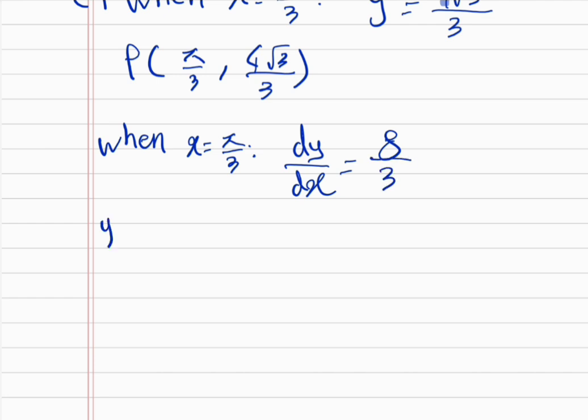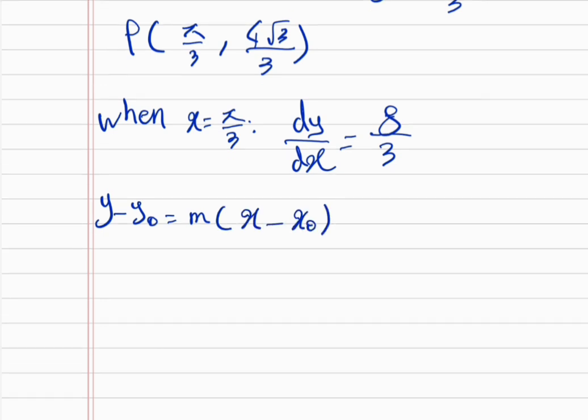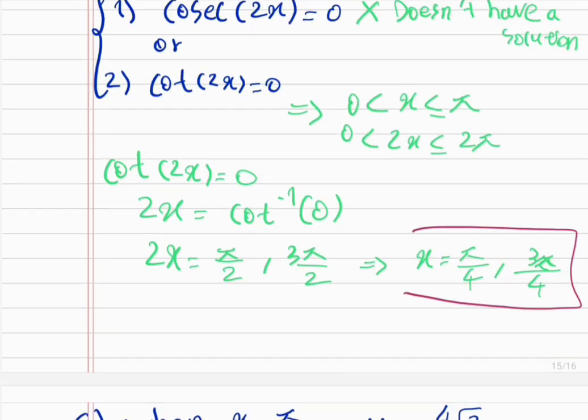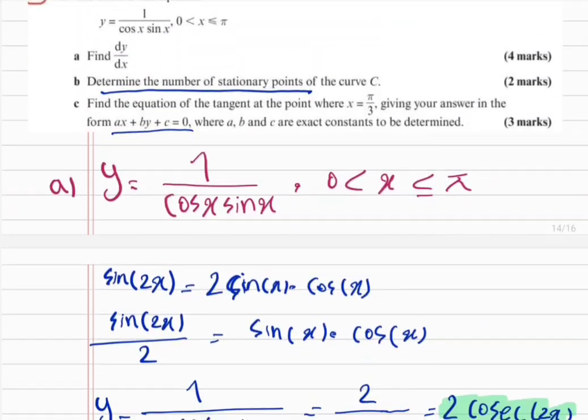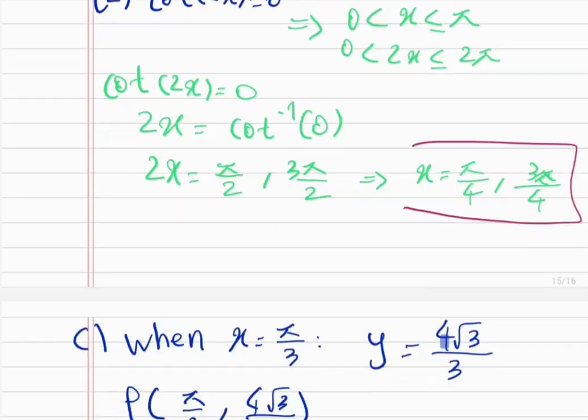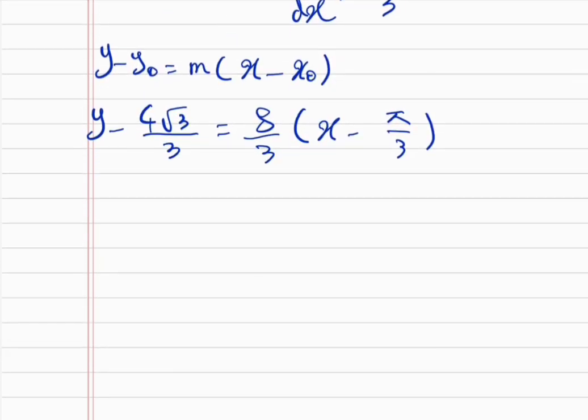And now we can use the equation of the straight line to find the equation of the tangent. So y0 is just the y coordinate, which is 4 root 3 over 3. M is the gradient, which is 8 over 3. And finally x0 is pi over 3. The only thing is that we just need to give the answer in the form ax plus by plus c is equal to 0. So we have some additional steps of rearranging this.